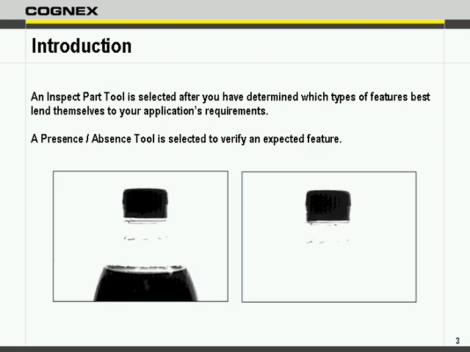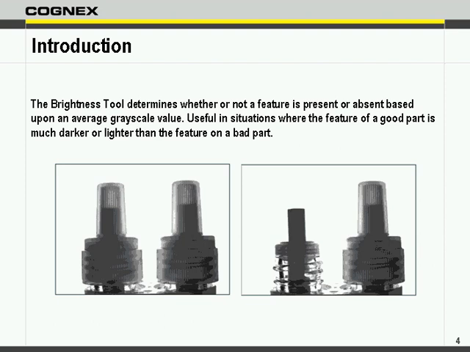We're looking at here a bottle with some fluid in it, and a bottle without the fluid. There's several ways to inspect this. One of the ways that we're going to use is a presence-absence, so we're just verifying whether there is liquid in the container. The liquid is a dark material, so brightness would be a good presence-absence tool to choose for this.